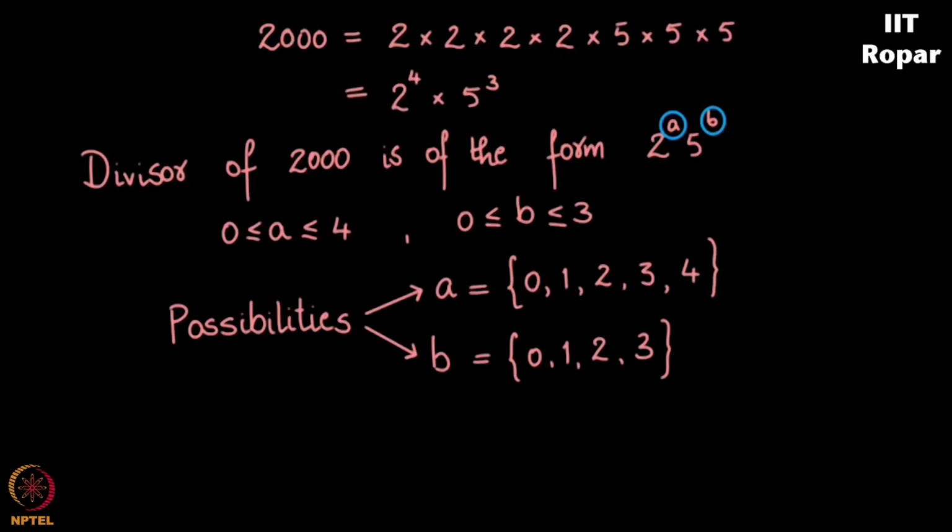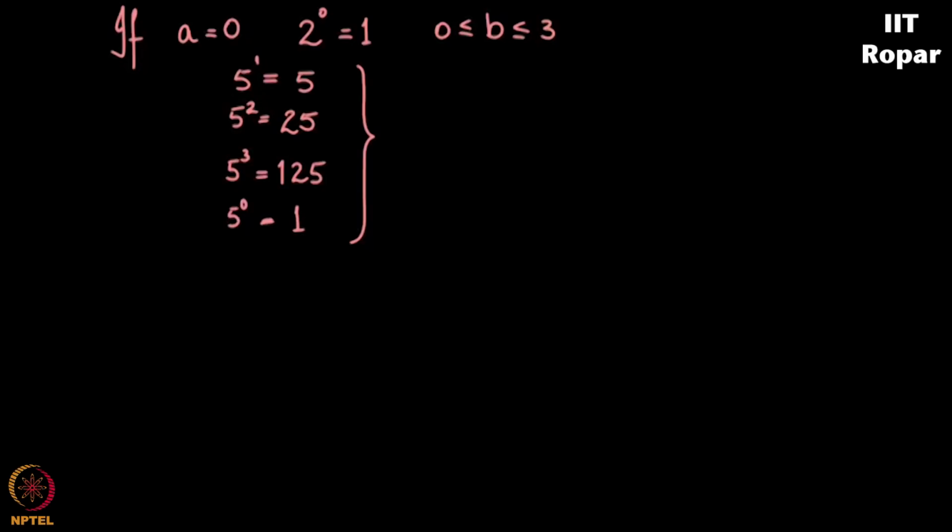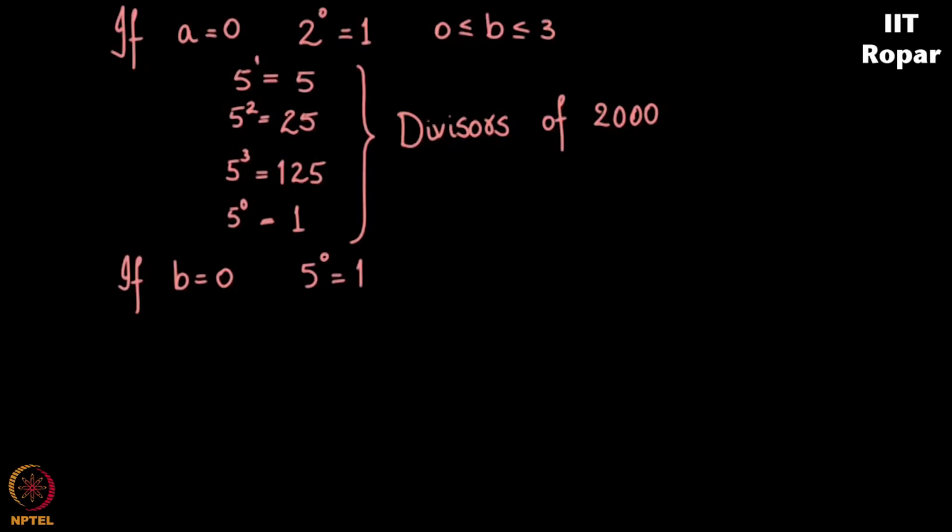Supposing A takes the value 0, so 2 to the 0 will be 1, then B can take any value from 0 to 3: 1, 5, 25, 125. So all these are factors or divisors of 2000. And if B is 0, then this becomes 1 and A can take the values between 0 to 4.